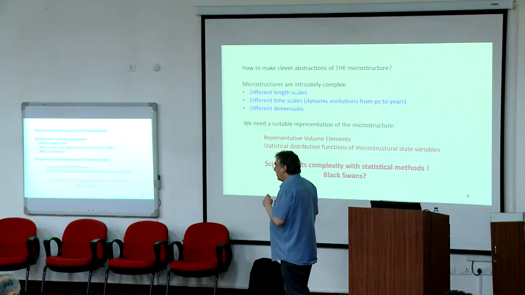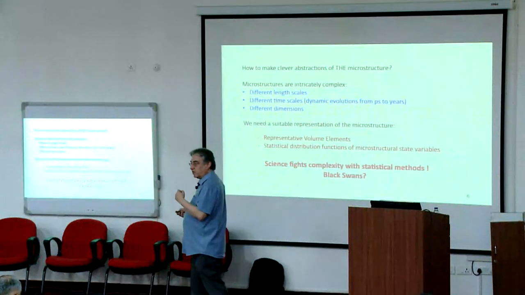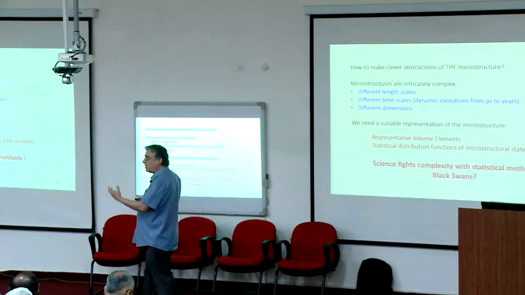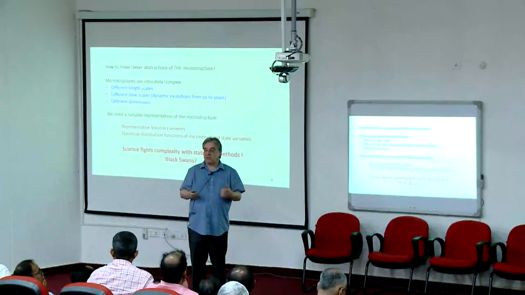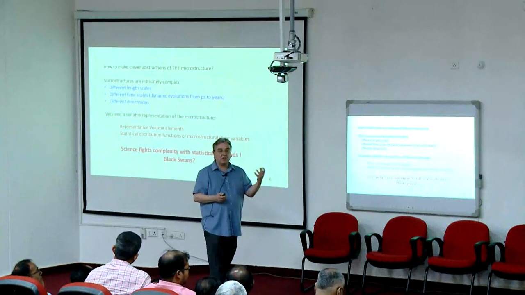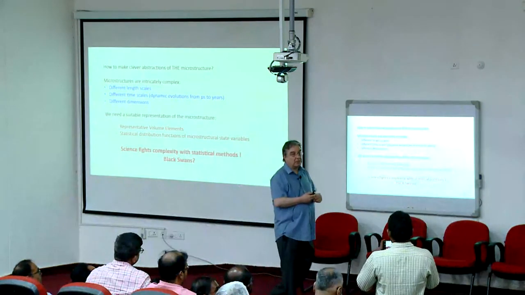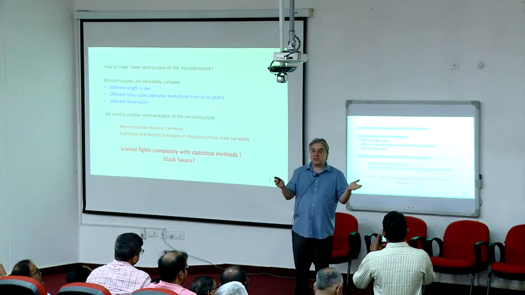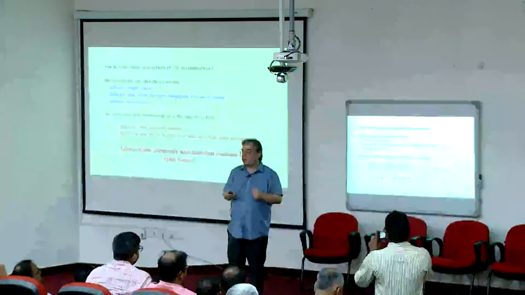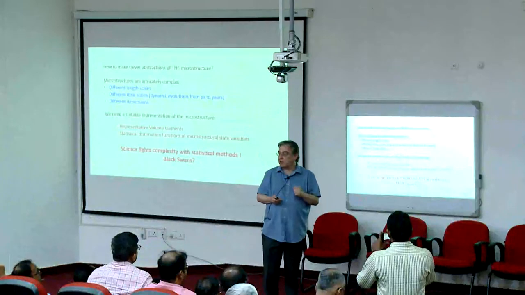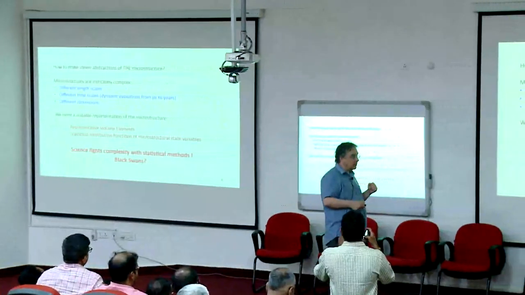Another way of doing this is a statistical distribution function of what we call microstructural state variables. The microstructural state variables are quantities that you relate to the microstructure. For example, the average grain size, the grain size distribution, or the crystallographic orientation distribution, or the volume fraction of different phases, or the dislocation density distribution. All these are microstructural state variables, as is the density of solute atoms, carbon atoms in steel, for example.